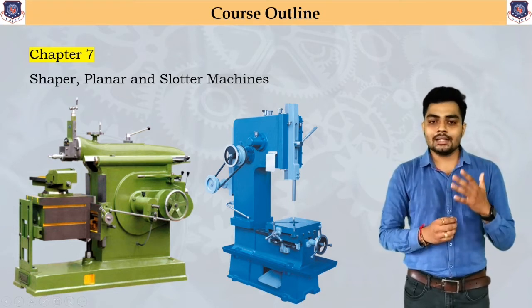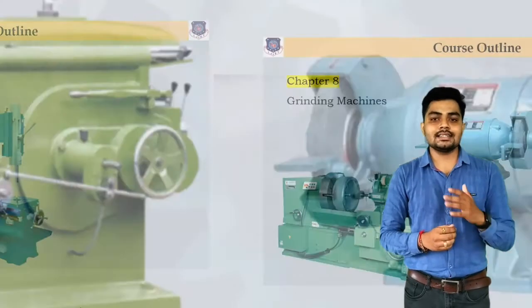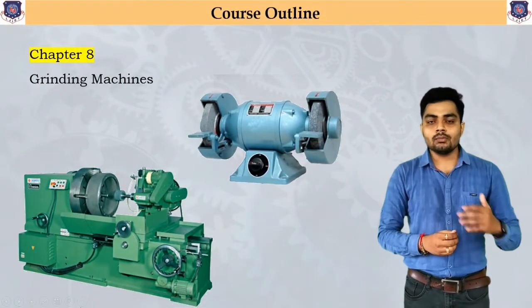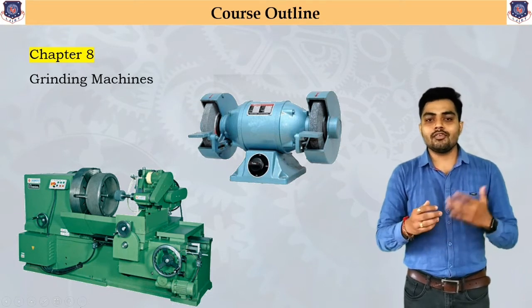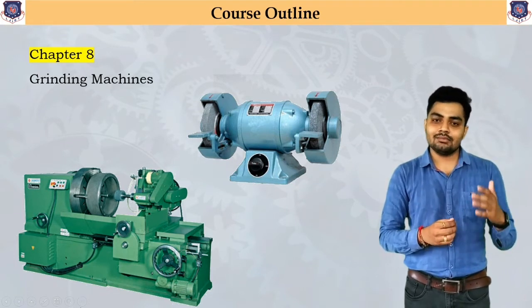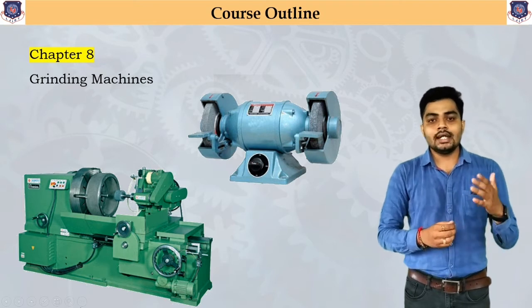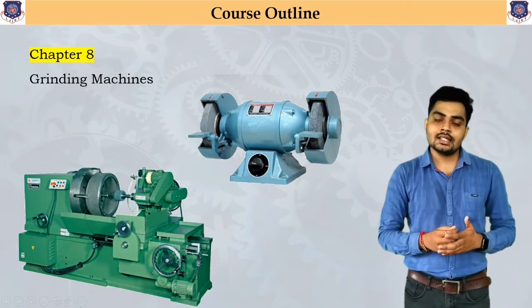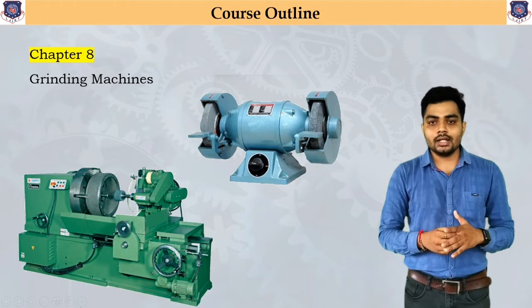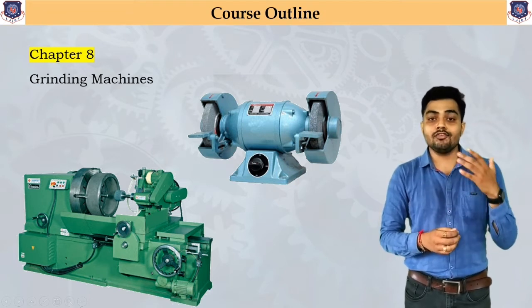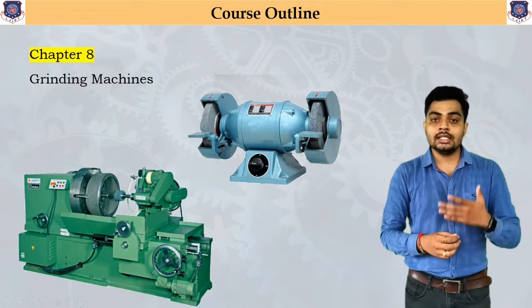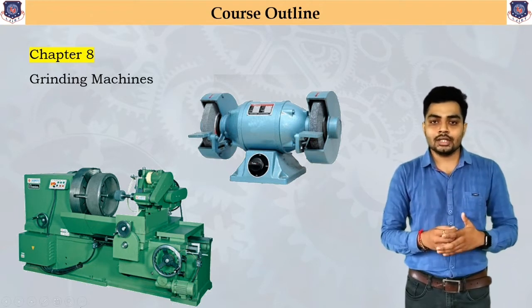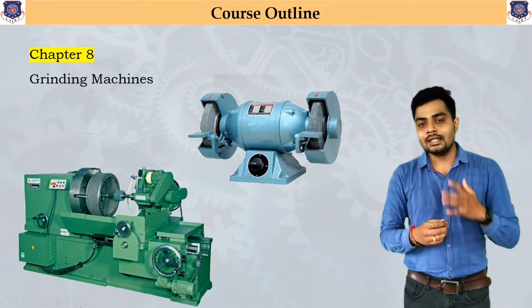Now our next chapter, chapter 8, is grinding machines. You have seen normal portable grinding machines in local shops also. There are varieties of grinding machines available. Some might be portable machines, and some are industrial machines also. Based on requirement, if we want to machine cylindrical workpieces, or if we want to provide finishing to a particular cylindrical component, at that time these grinding machines are useful.